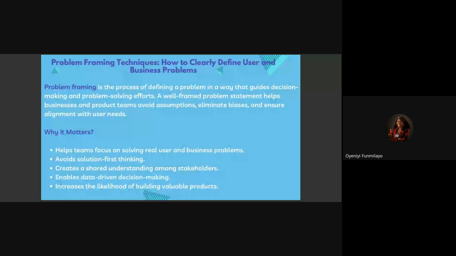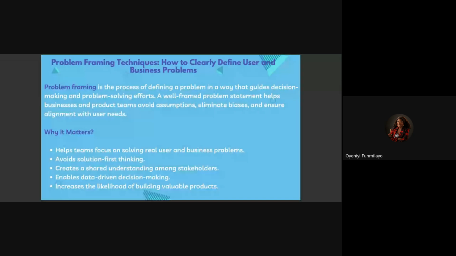And mind you, this is a product. We cannot be working on assumptions, but we need to work on facts, right? So why does this problem framing even matter in the first place? Why don't we want assumptions? Why do we want to eliminate biases and ensure that there's an alignment with what our users need?